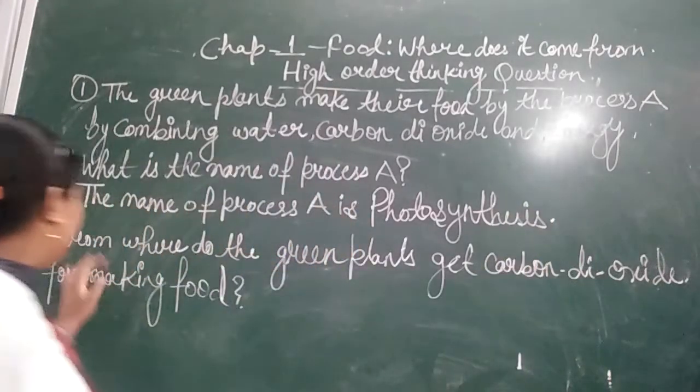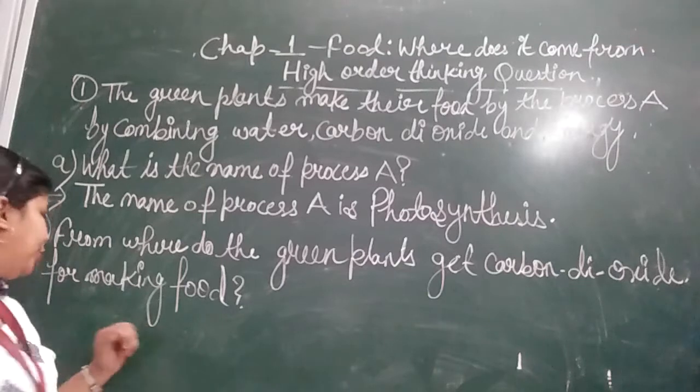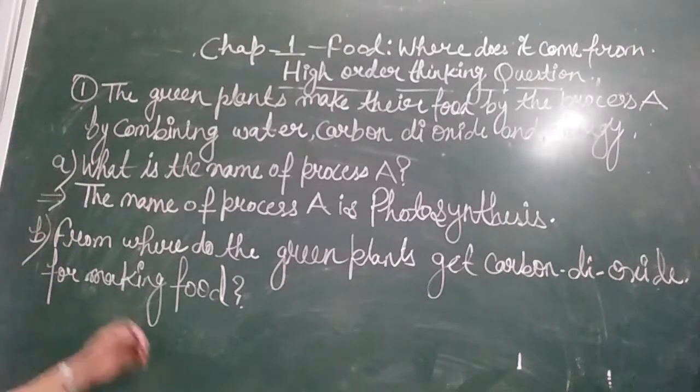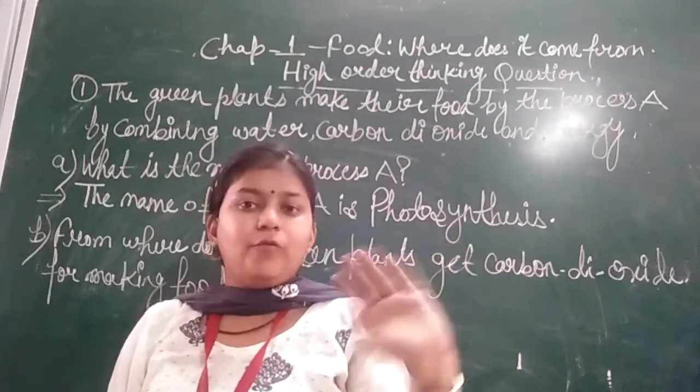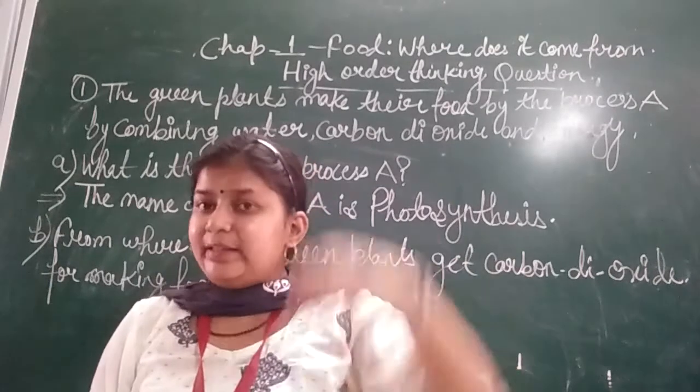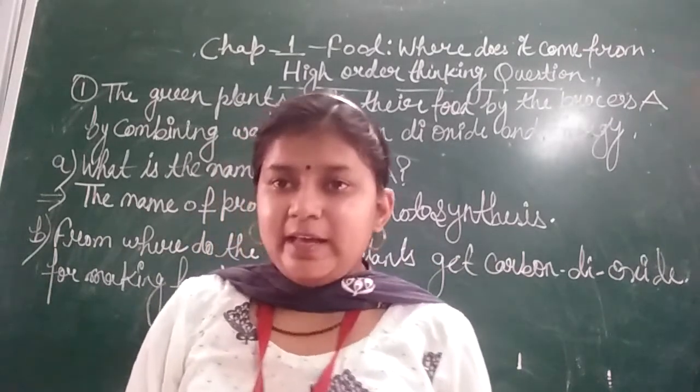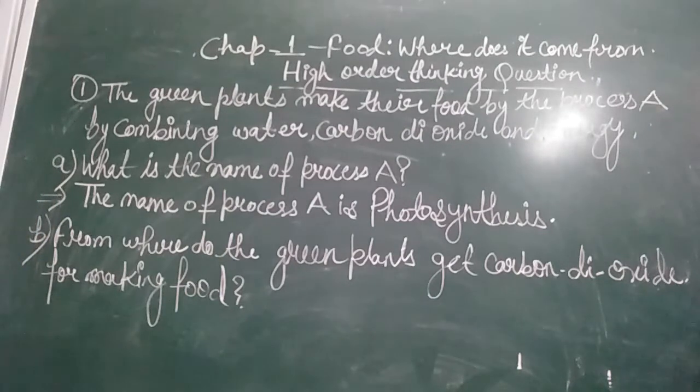From where do the green plants get carbon dioxide for making food? From the root or from the leaves or from which place? No, from the air. They do not take it from the root. They take carbon dioxide from air. So the green plants get carbon dioxide for making food from air.